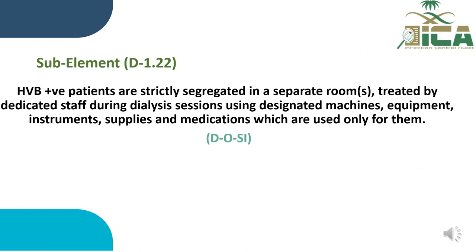Sub-element D1.22. Hepatitis B positive patients are strictly segregated in a separate room, treated by dedicated staff during dialysis sessions, using designated machines, equipment, instruments, supplies, and medications which are used only for them, determined by documentation, observation, and staff interview.